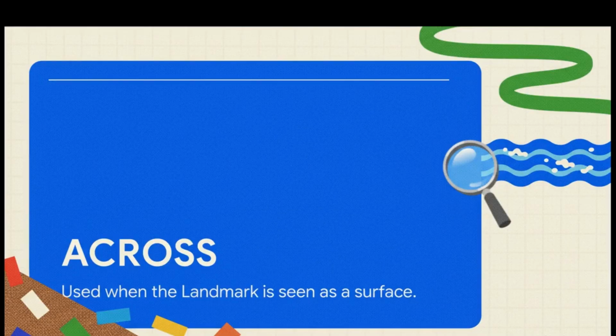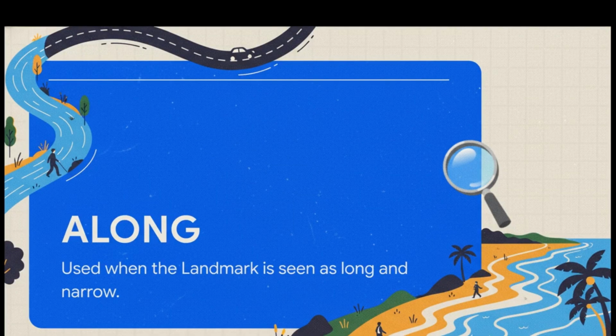First up, we've got across. You're going to want to use this one whenever you picture the landmark as a surface, like a big flat area. Think about walking across a field or swimming across a lake. Even something like papers scattered across a carpet. In all those cases, you're moving over a two-dimensional plane. Simple, right?